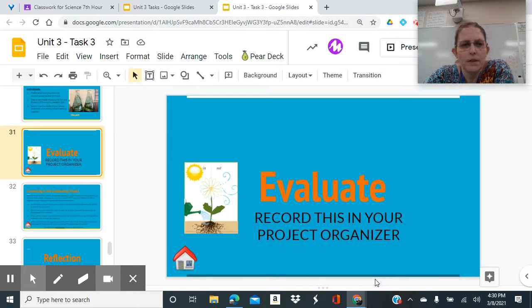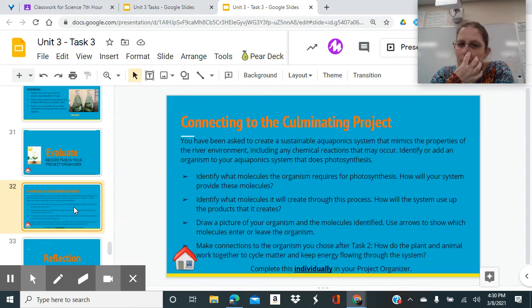So today's video is Unit 3, Task 3, Evaluate and Reflect. What you're going to do today in Evaluate is in your project organizer. That means that it is talking about your aquaponics system. So in your aquaponics system, you are creating a sustainable aquaponics system that mimics the river environment.